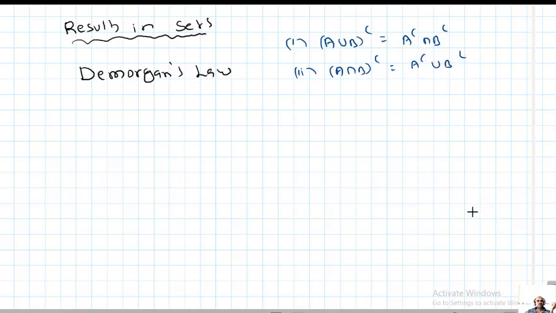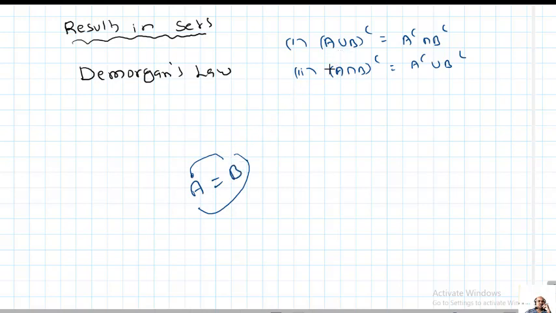But how to prove these things? How can you prove that A union B whole complement equal to A complement intersection B complement? How can you prove that A intersection B whole complement equal to A complement union B complement? How to prove? That is important. So there are two methods to prove things. For example, you want to prove that set A equal to B. One way is element wise proof. Element wise proof means we want to prove that every element of A is in B, and every element of B is in A. By the definition of equality of two sets, I can say that set A equal to set B.